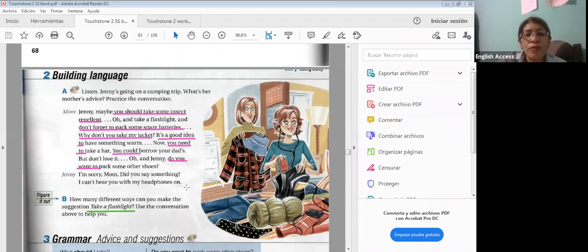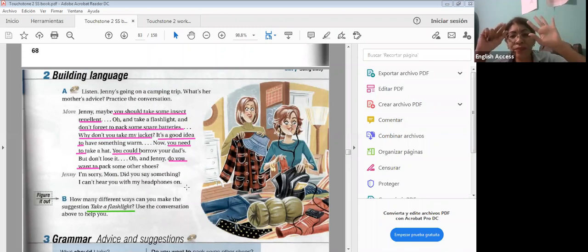You need to take a flashlight. We have 5 examples. Okay, you could take a flashlight. We have 6. And do you want to take a flashlight? We have 7. As you can see, we have 7 different ways to give suggestions, okay, for one idea. Did you understand this?